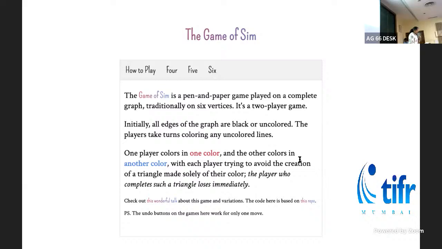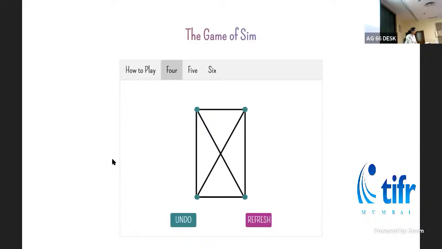So there's a couple of pointers where you can find out more about this game, but I think the best way to get the hang of it is to just play it. Officially, the game of Sim is played on 6 vertices, but just to sort of get some practice, let's play it on 4 vertices here. I don't know if somebody wants to play this with me, perhaps. Any volunteers? You just have to identify.